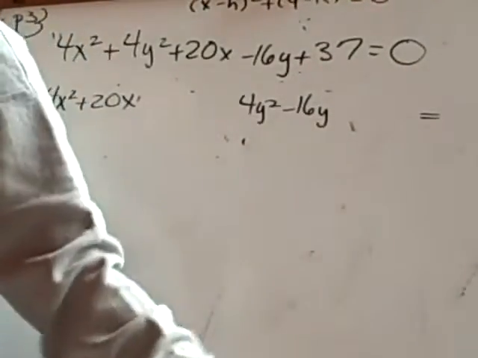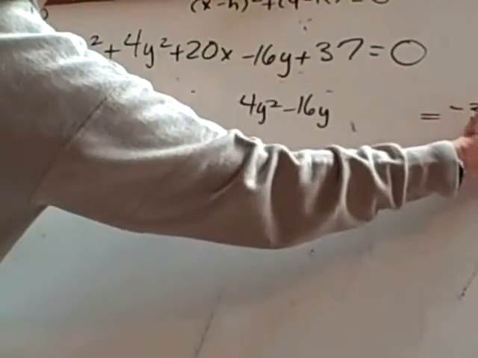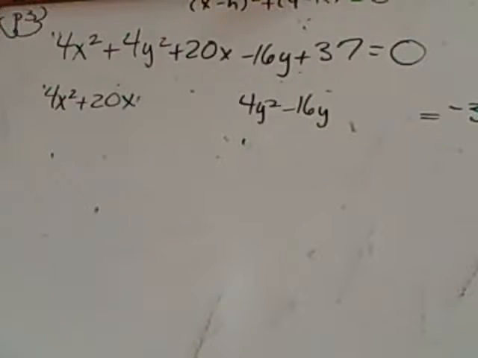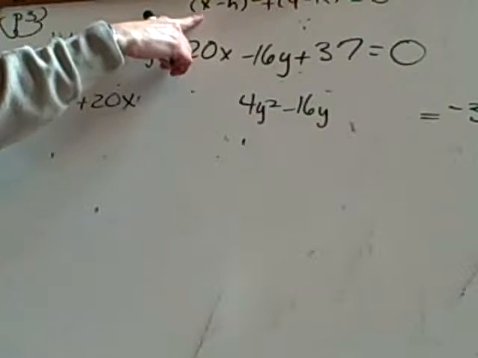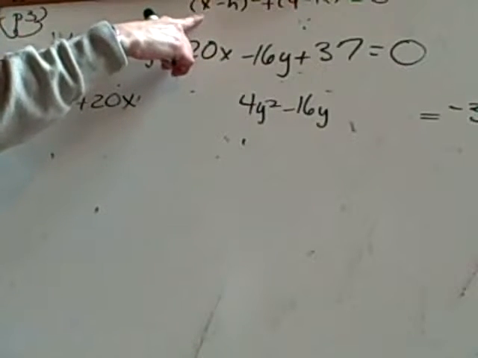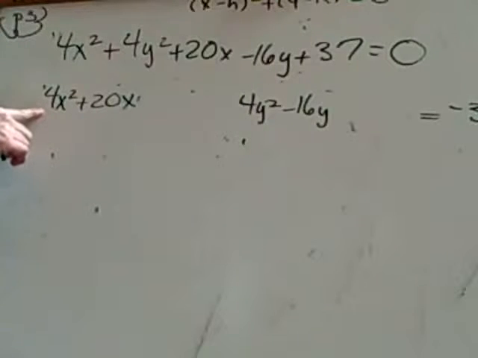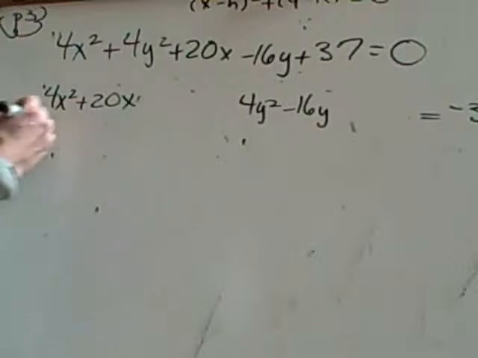So what am I going to end up with over here? Negative 37. Perfect. Now remember, whenever you're completing the square, if you look at this original formula up here, this x does not have a coefficient, does it? No, I mean, it's got a 1, right? So I can't have this 4 in there when I'm completing the square. So I'm going to have to factor that out before I start filling my little box.